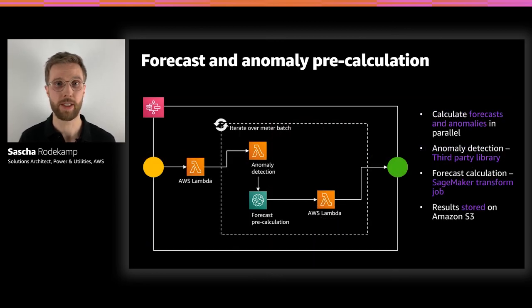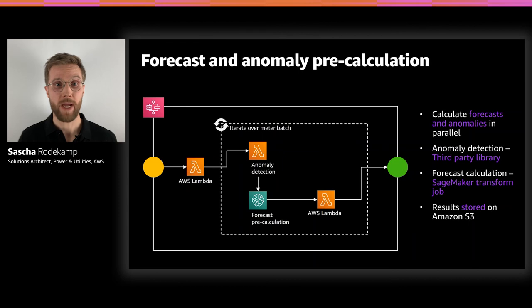And looking into this state machine, we see that we start again with a lambda function, and this lambda function just splits the whole list of our meters into even size batches so that we can process them in parallel. The second lambda function is responsible for the anomaly detection, and here we're using a third-party library which gives reasonably good results. After that, we are using the SageMaker transform job, which calculates our forecast based on the model we have trained before, and stores these results in a file. Afterwards, we can take the anomaly files and the forecast files and move everything to S3 from where we can access them easily.